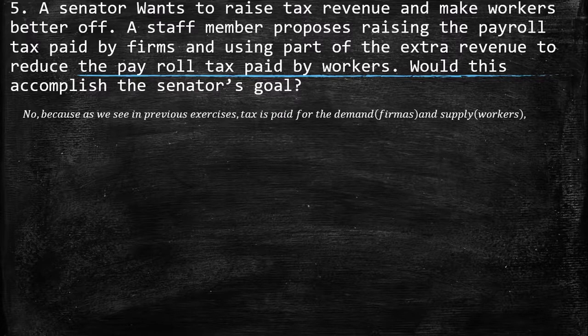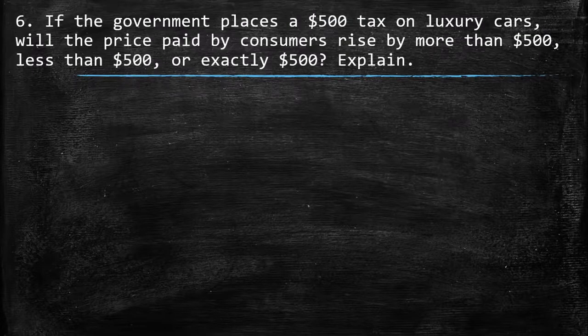Well, basically no. Because as we saw in previous exercises, the tax is paid by both demand and supply. In this case, the demand is firms and the supply is workers. So both have to pay the tax. Okay, so this is not going to be the case. The workers are not going to be better off, because they have to pay in some way this tax.